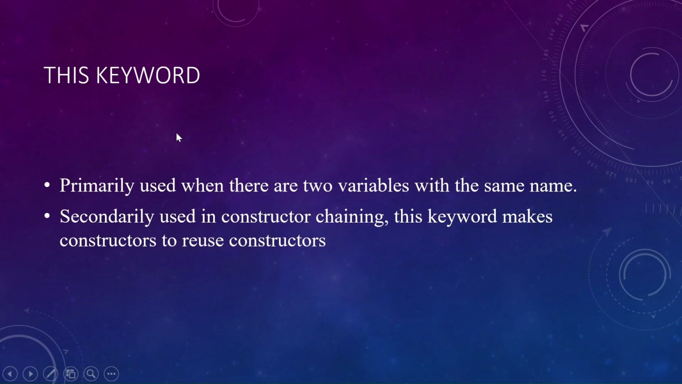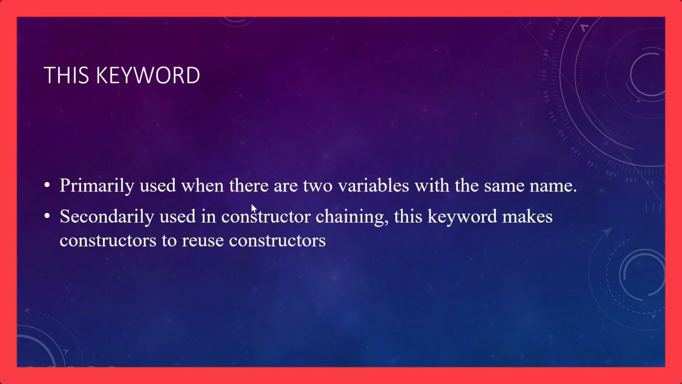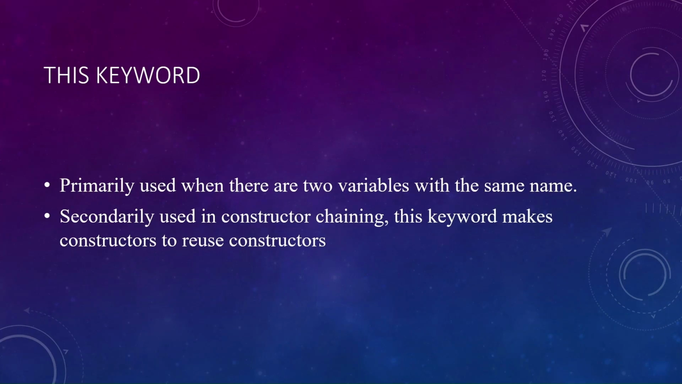And it is used primarily when two variables have the same name. Basically, when a program has two variables with the same name, one at class level and one at method level, the compiler gets confused about which one to use. So in order to address that issue, this keyword will be used.